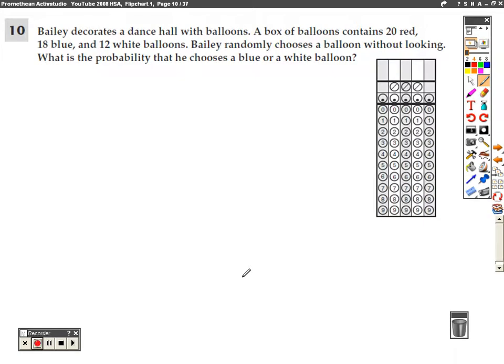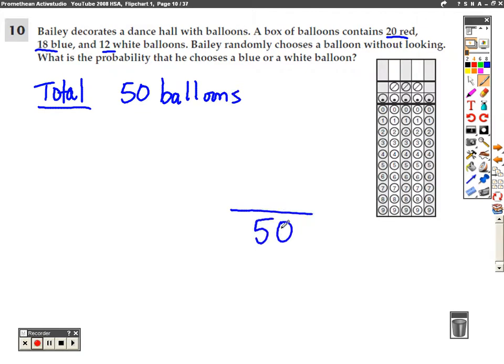Well, there are two things that we have to determine here. First of all, we have to determine the total number of balloons that we have altogether. So according to the problem, we had 20 red, 18 blue, and 12 white. So if we add that all together, we get a total of 50 balloons. So when we determine the probability, we know it's going to be out of 50 when she selects a balloon without looking.